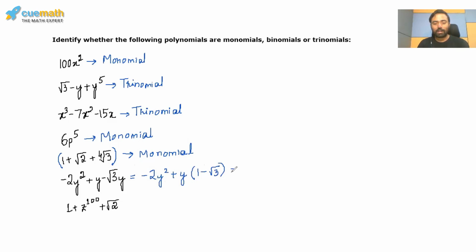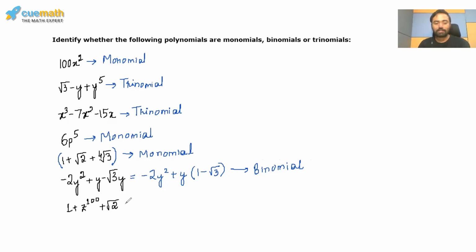Now here we get the first term is negative 2y raised to the power 2 plus the second term is y times 1 minus square root of 3. Now inside the bracket, we can get a single number by combining the two numbers. So basically here we only have two terms and not three. So basically this is called a binomial. So basically if we have like terms, we can combine them to form a single term.